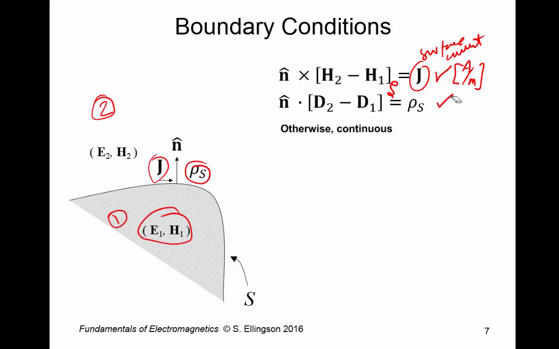It says that the normal component of the electric flux density across a surface, if it has a discontinuity, must be supported by a surface charge density. Remember, units here are coulombs per meter squared. So any discontinuity in the normal component of the electric flux density must be supported by a surface charge. If you don't have a surface charge, then the normal component of the electric flux density must be continuous. And in fact, any other condition you can imagine, you must have continuity.